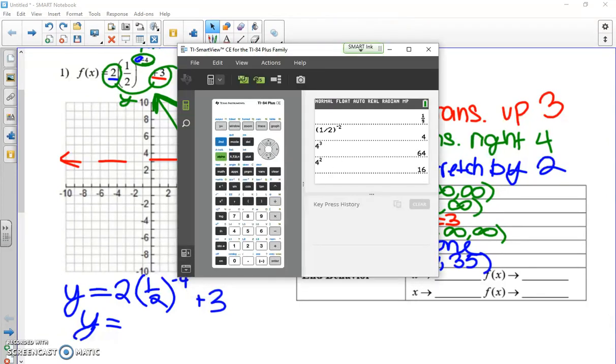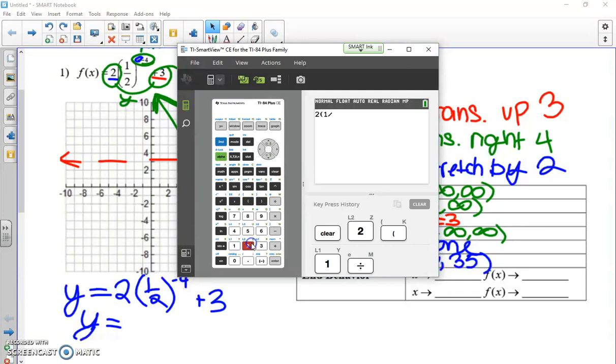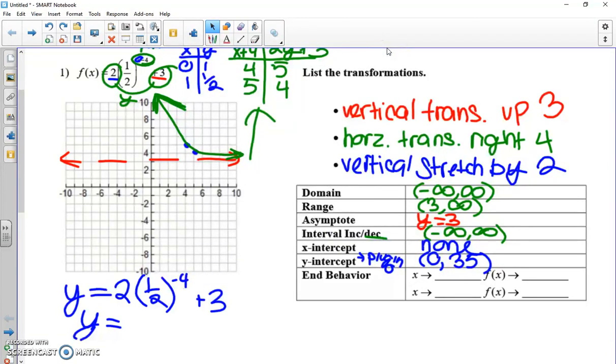Here, let me see if that's popped up yet. Okay, yeah, let me show you. So if I clear that out, 2 parentheses 1/2 raised to the -4, then off to the side we have plus 3, right? And you should get 35. All right, so that's how we solve for the y-intercept.